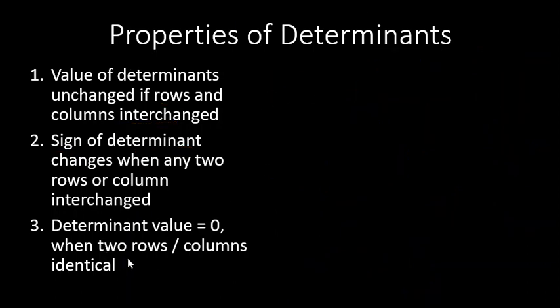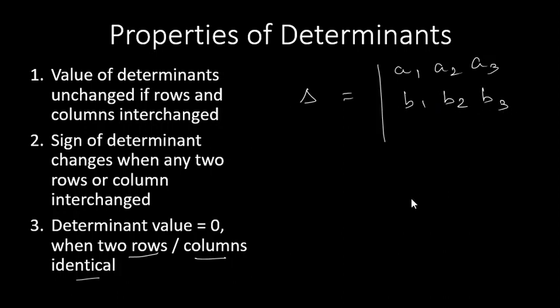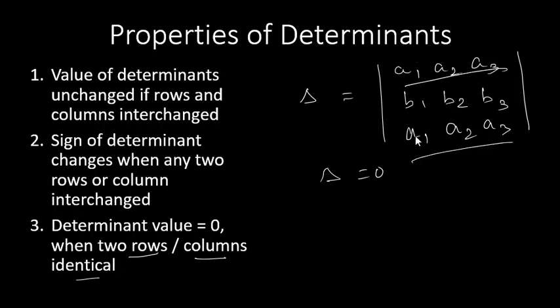If any two rows or two columns are identical, then the determinant value is equal to 0. Let me consider a determinant with A1, A2, A3, and B1, B2, B3, and A1, A2, A3. In that case, its determinant value is equal to 0. Why? Because they have identical rows. Two rows are identical, so it becomes 0.